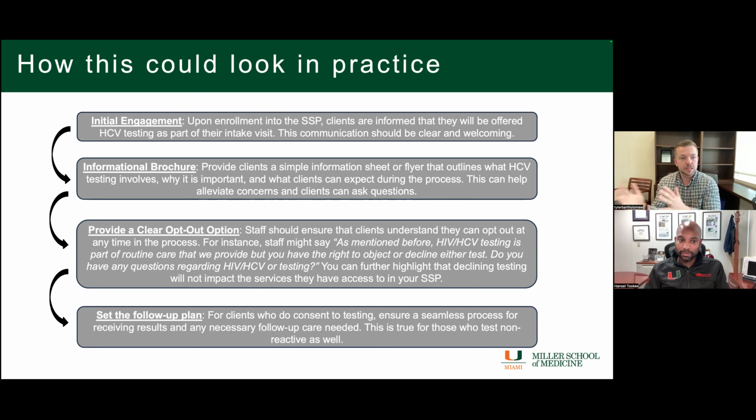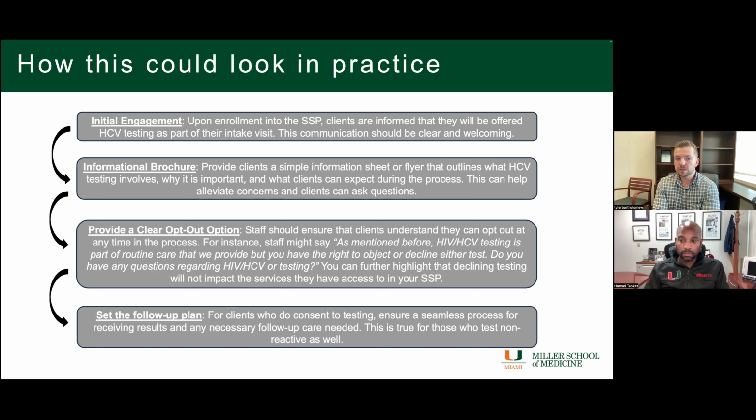The second component is an informational brochure. Beyond just saying this is part of the process, provide clients with simple information, a sheet or a flyer, that outlines what HIV testing and Hep C testing involves, why it's important to do it, and what clients can expect during the process.